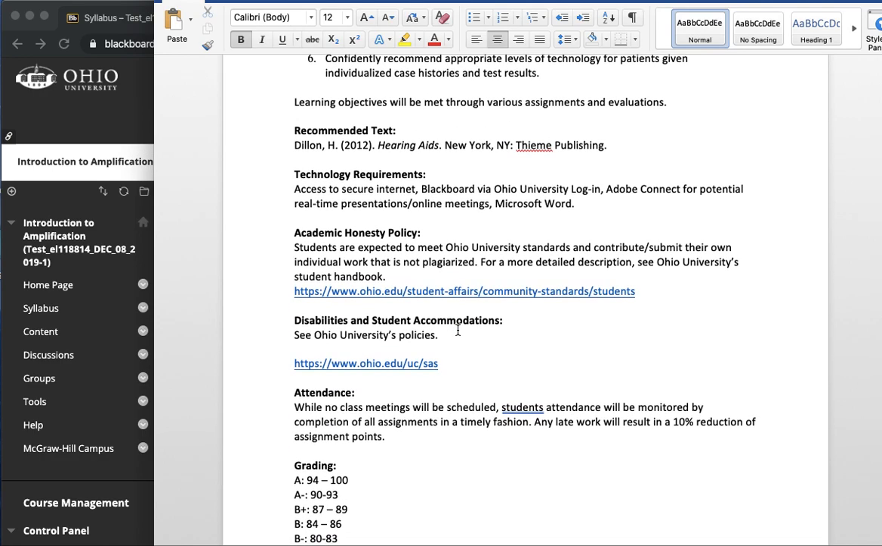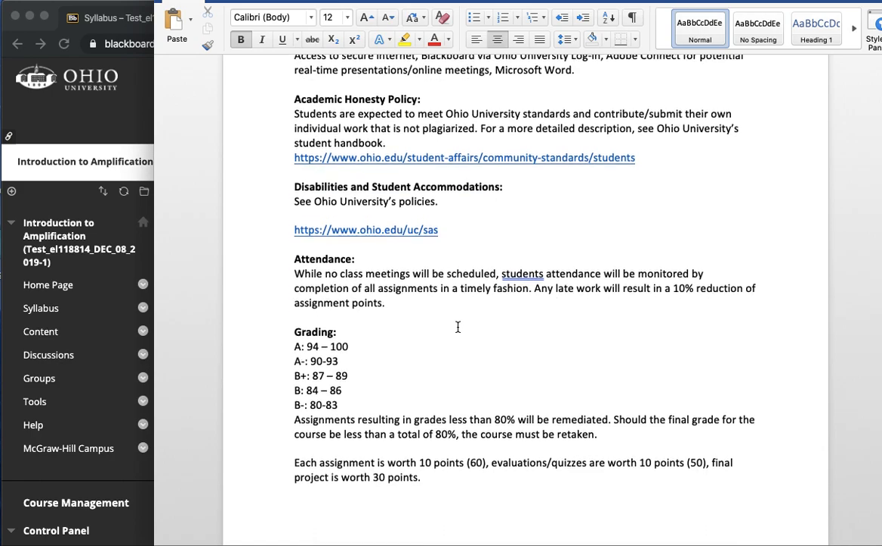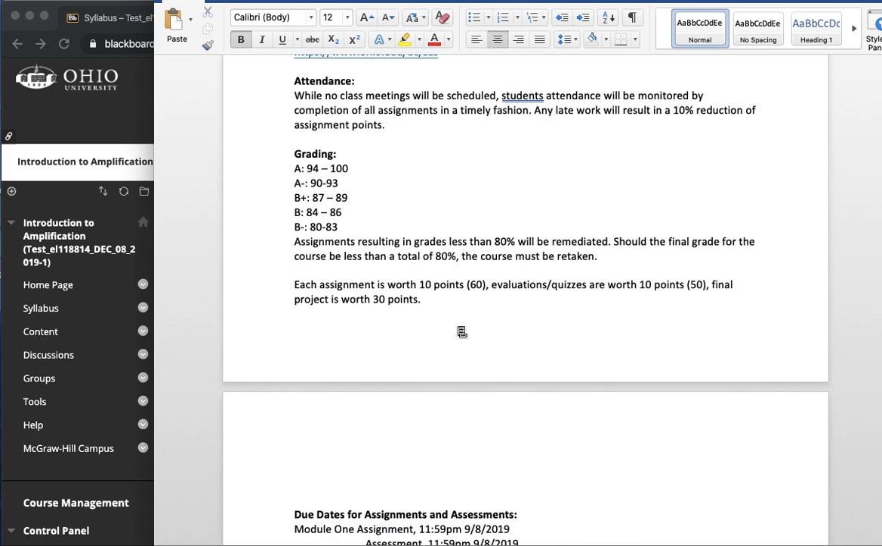For the textbook, there's a general text that I've used in hearing aid classes before, and it's been updated, but the 2012 edition is actually pretty good and relatively inexpensive. Technology requirements are secure internet and Blackboard with a login, and Adobe Connect should a meeting be scheduled. Grading is relatively straightforward.